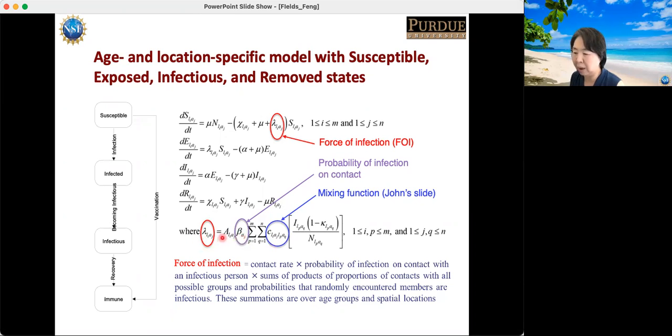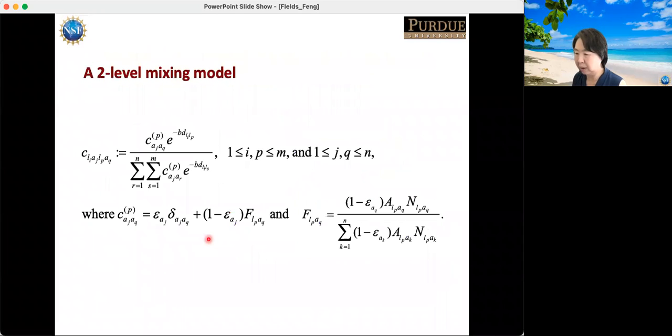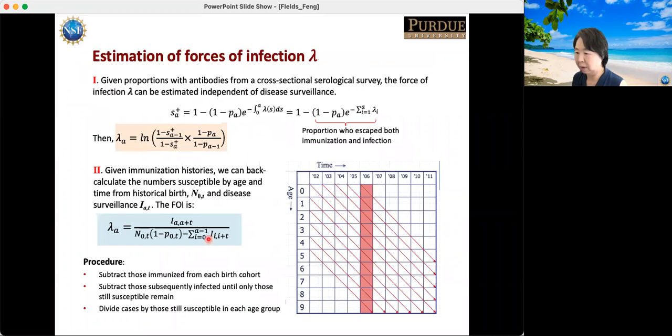And the A we can get from an independent data source, right? For example, the mixing pattern. And then this proportion of infection can be determined by the surveillance data, the cases in the given group. So we'll focus on the estimation of the force of infection from serology data.